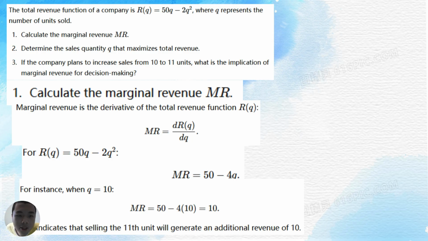that maximizes total revenue. If the company plans to increase sales from 10 to 11 units, what is the implication of marginal revenue for decision making? We need to calculate the marginal revenue MR. First, we use the formula MR equals dR/dQ. It's very easy to derive. It's just 50 minus 4Q. Then when Q equals 10, MR also equals 10. This indicates that selling the 11th unit will generate an additional revenue of 10.